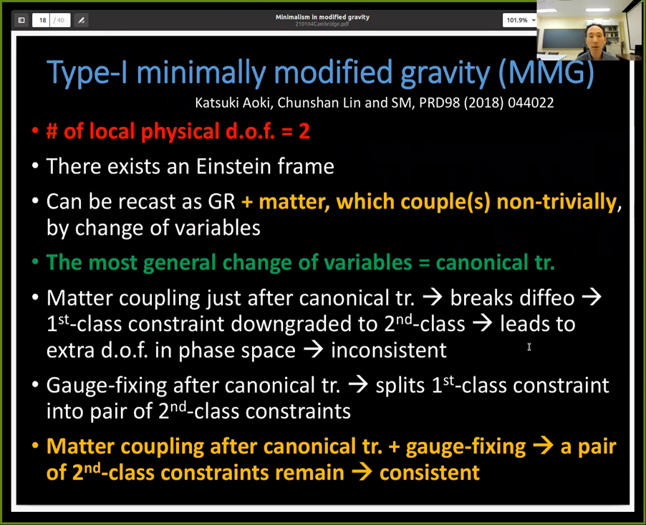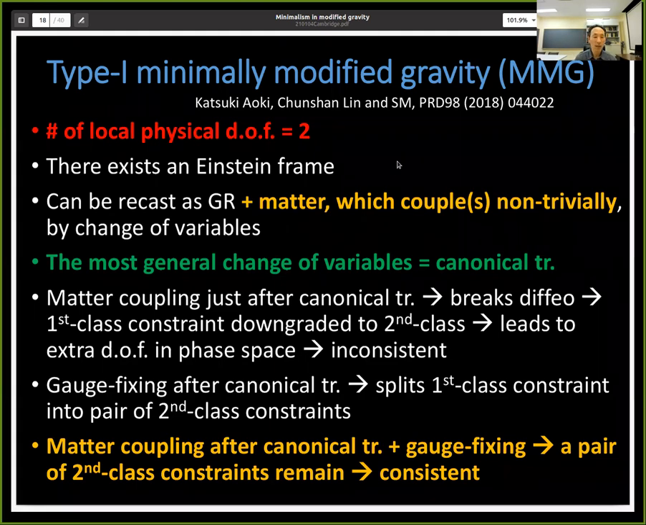So let's consider type one minimally modified gravity. By definition, because this is minimally modified gravity, the number of degrees of freedom is two at each point. And there exists an Einstein frame because this is type one. Therefore, we can recast this kind of theory into GR plus matter, which couples non-trivially by a change of variables. In other words, we can start from GR, then perform some transformation, a change of variables, to obtain any type one minimally modified gravity.